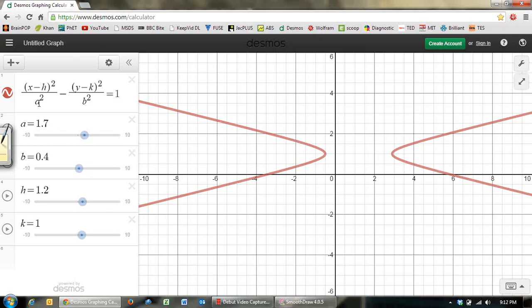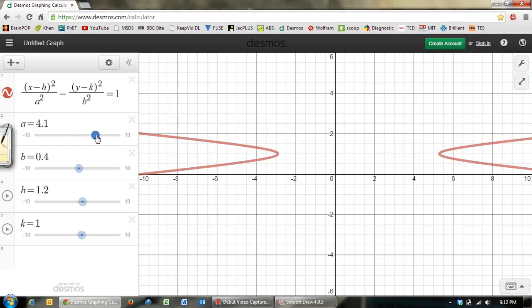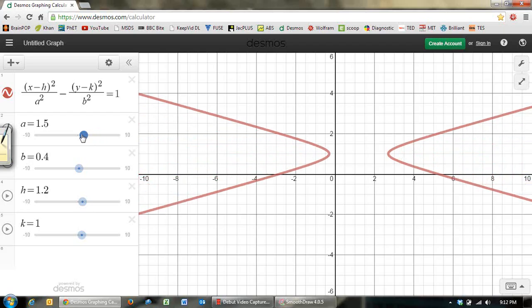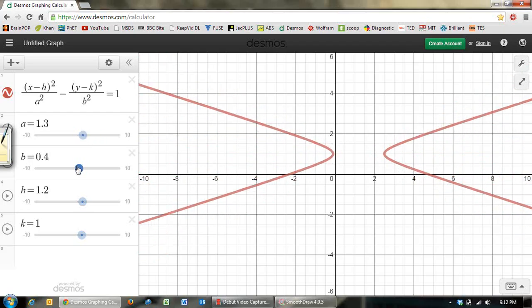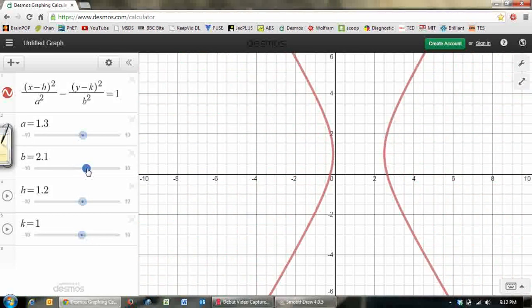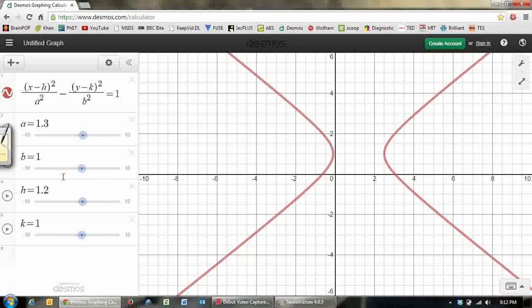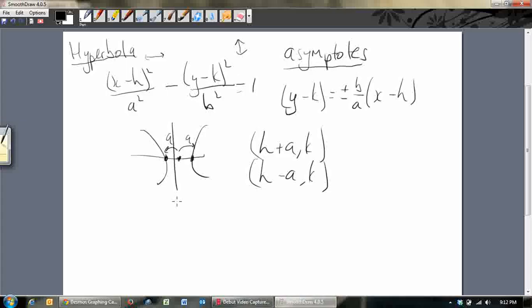So a, let's have a look at a. What did I say? That a stretches it in the x direction. You can see it's getting stretched out in the x direction according to a. And b, what does it do? It should stretch it in the y direction, and you'll see that if I increase b, it stretches it in the y direction like that. And remember, our asymptotes are given by b over a. Whatever b divided by a is gives you the gradient of the asymptote lines. So there you go. Let's probably do an example. That's a good thing to do.